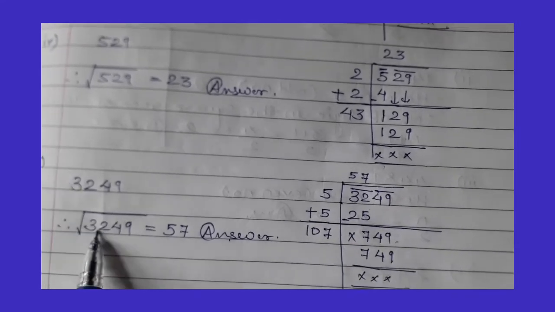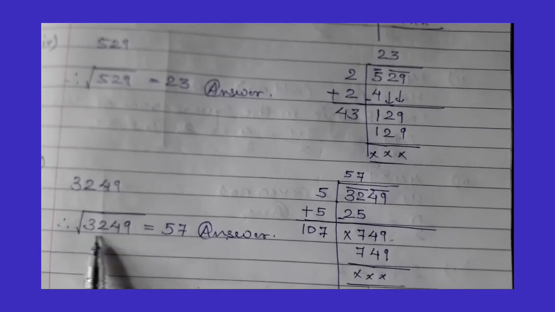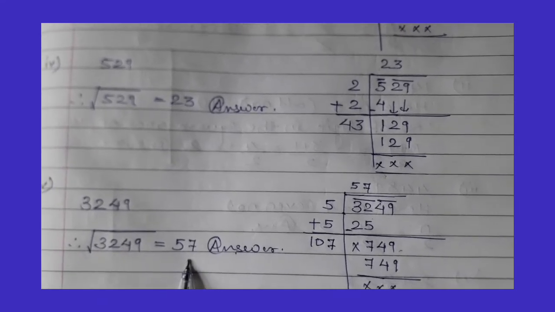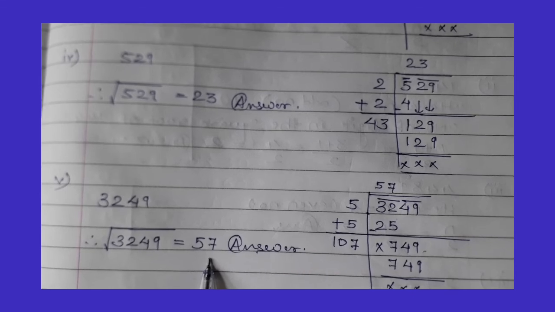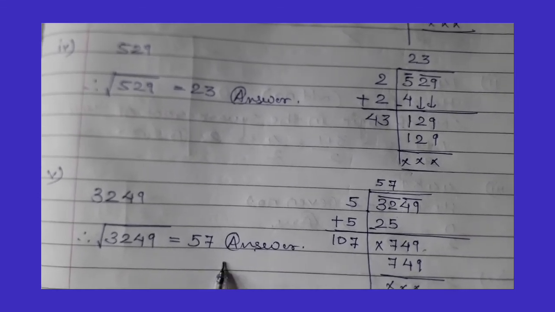So the square root of 3249 is 57. So students, like this you have to do. Remaining you can solve, similar type of questions of part 1.